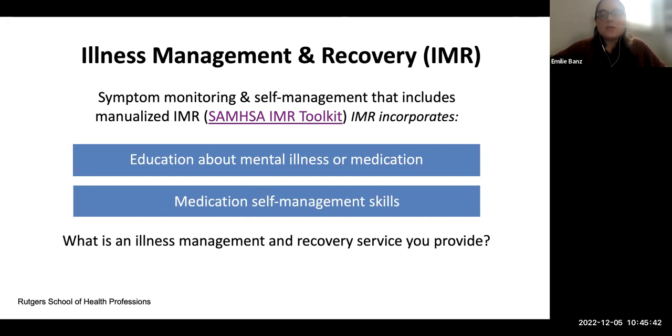Yeah, so this is the toolkit from SAMHSA, Mary. What I will say though is other organizations and companies have developed their own IMR manual. I know that at one of the agencies I worked at when I first started working in the field here in New Jersey, they had purchased IMR from a company who had their own version of it, but this is free and this can be downloaded from SAMHSA. And obviously SAMHSA is a very credible source.